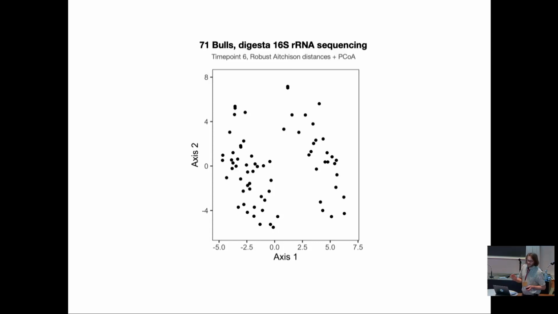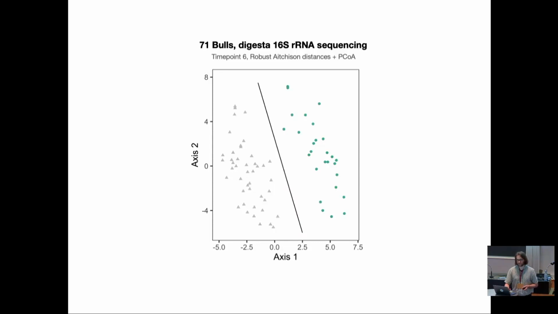So, I want to show you something. For 16S ribosomal RNA sequencing, we had 71 samples, so these are 71 dots, 1 for each bull. When looking at the 16S profile of our samples through the lens of ordination, in this case PCoA, with robust Aitchison distances, the split appears.